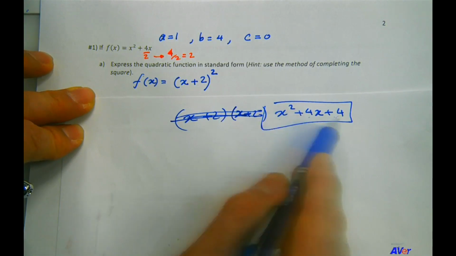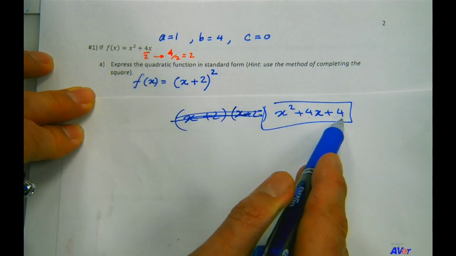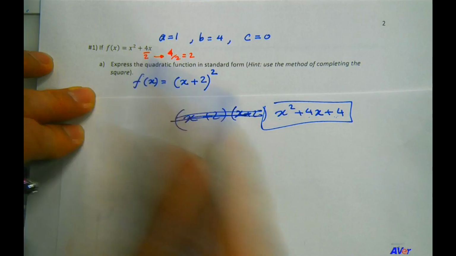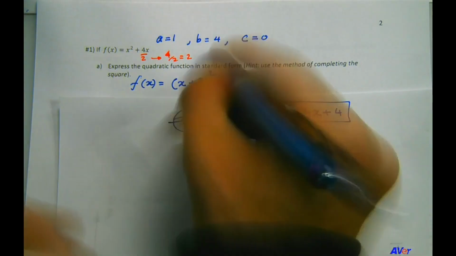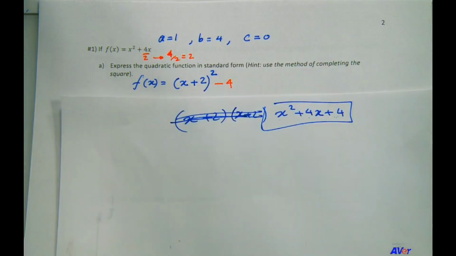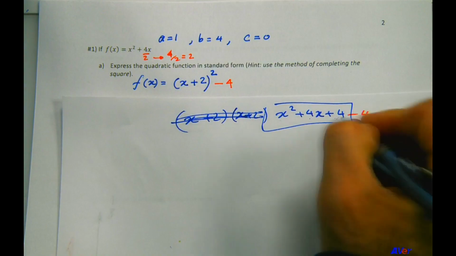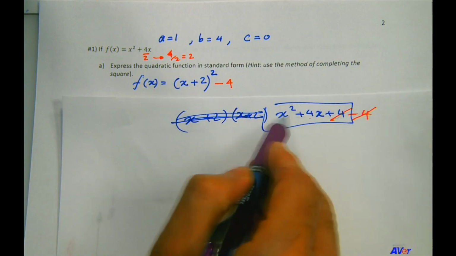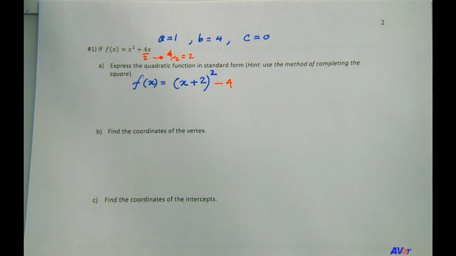Is there a way we can solve this? Because we don't have a 4 there. We have a 4 here. Is there a way to solve that? Yes. We simply say minus 4. Now when you expand this and you say minus 4, these two add up to 0, you end up with what you started with. So that's the method of completing the square.